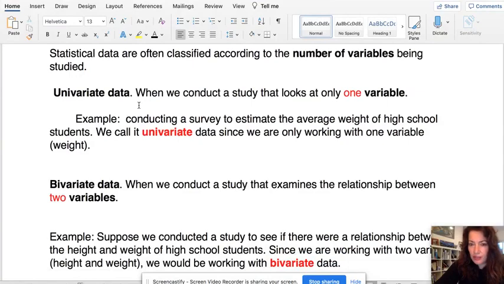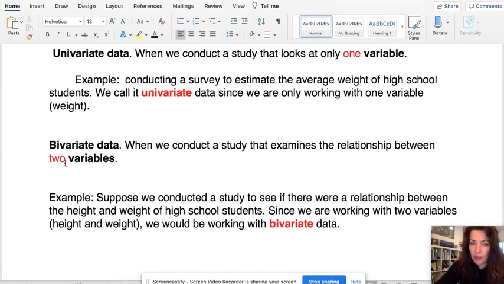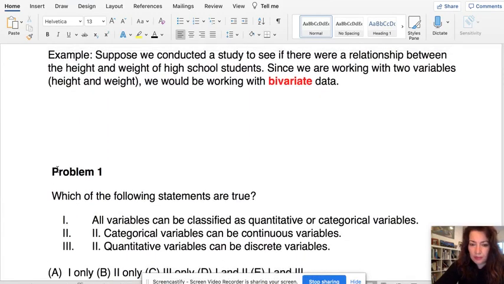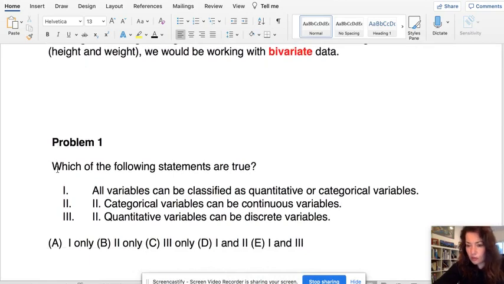All right, let's move on along. Univariate data just means looking at a single variable, and bivariate, so bi, the prefix means two, so that's looking at two variables. Let's take a look at an example. Here it says, which of the following statements are true? So if you want to pause the video here and see if you can get this correct, and I will go over it. Okay, so which of the following statements are true?